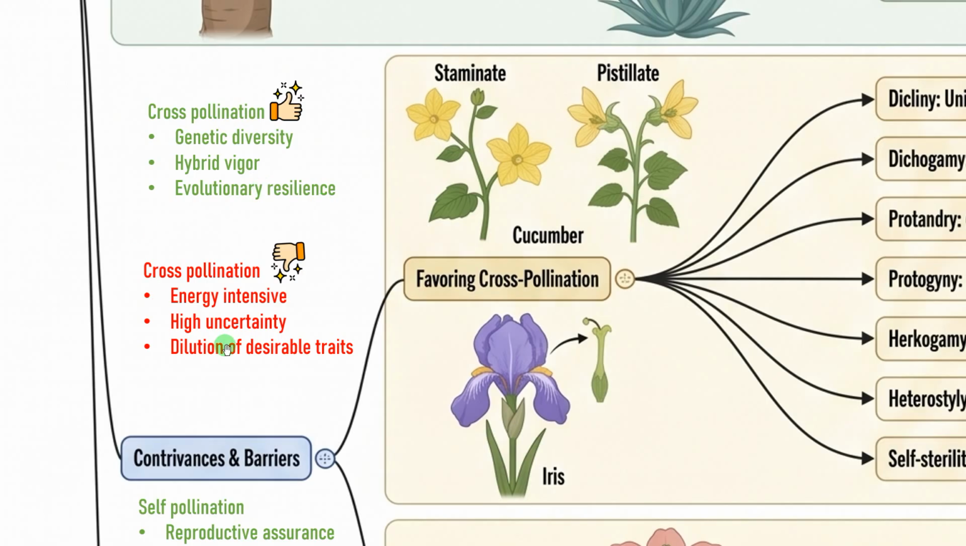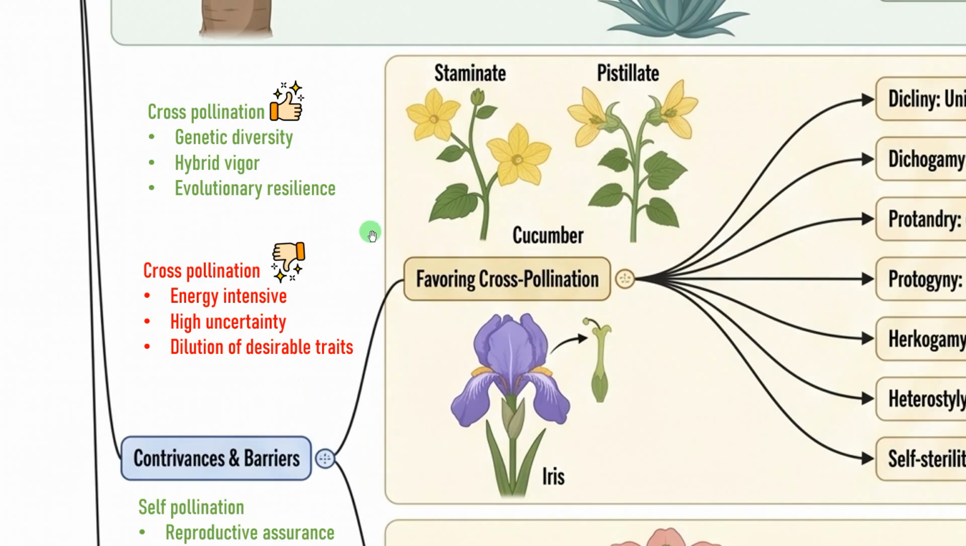The disadvantages of cross-pollination include it is energy intensive, as there should be some mechanisms to attract these vectors or pollinating agents. There is high uncertainty. Pollinating agents should be there for pollination, and dilution of desirable trait. If there is a desirable trait, that may not remain as consistent, as there will be mixing or there will be dilution of the desirable traits down the generation or in the offsprings.